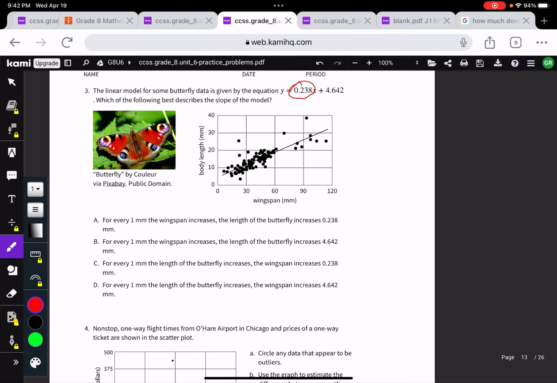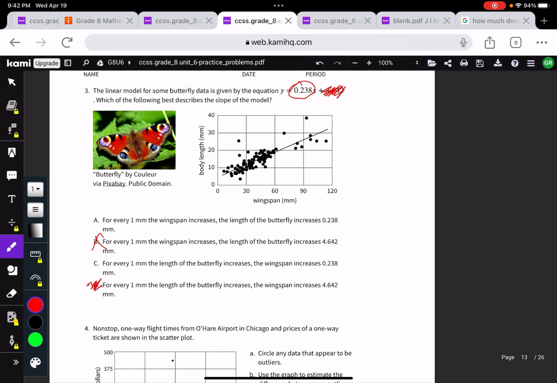4.62. Well, they're trying to trick us into looking at that. We don't want to look at the 4.62, so I don't think it's that. That's the y-intercept. That's kind of suggesting that's like the initial length of a butterfly or something like that. And again, let's not let that trick us. So it's between A and C. For every 1 millimeter the wingspan increases, the length of the butterfly increases 0.238.